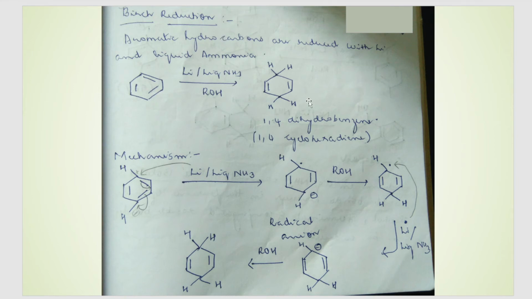They are undergoing reduction. What is the reagent we are using in Birch reduction? That is lithium in liquid ammonia in the presence of alcohol. So here you can see we have taken benzene, and on undergoing Birch reduction, it will give us 1,4-dihydrobenzene. What is the reaction mechanism?